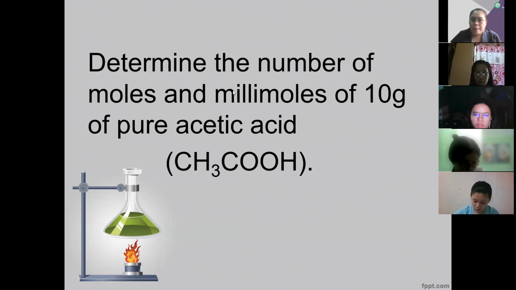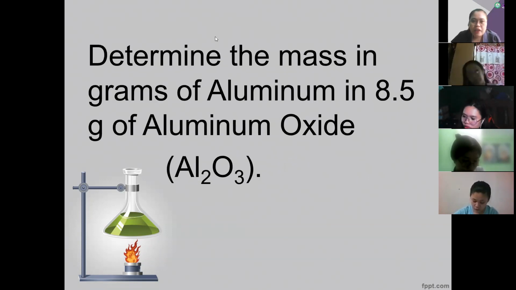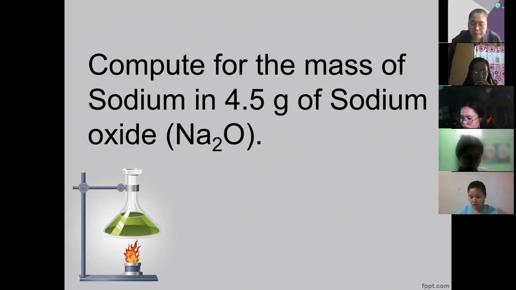But for the succeeding na problem, for the moles, I need you to have 4 decimal places here, pero sa millimoles, most likely 2 decimal na lang or 1 decimal, depende sa answer sa moles. And then ito, determine the mass of grams of aluminum in 8.5 grams of aluminum oxide. Just follow the pattern and please round off your answer to 2 decimal places. So any paper that you have, as long as you show your solution, and please box your final answer para pag mag-check ako, madali ko siyang hanapin.